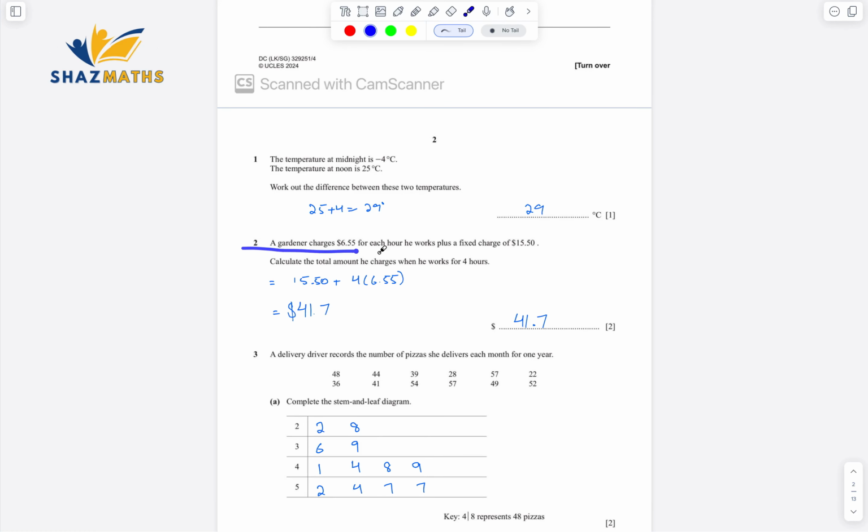A gardener charges 6.55 for each hour, plus a fixed charge. Calculate the amount he charges when he works for 4 hours. So that means 15.50 is the fixed charge, plus 4 hours times 6.55. If I calculate this on the calculator, 4 times 6.55 is 26.2, plus 15.50, and that's $41.7.